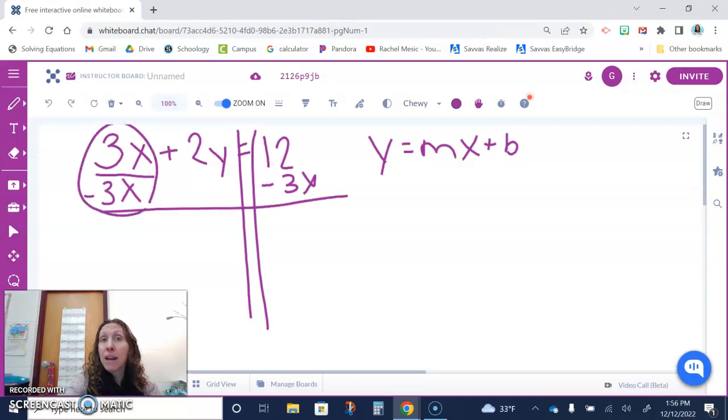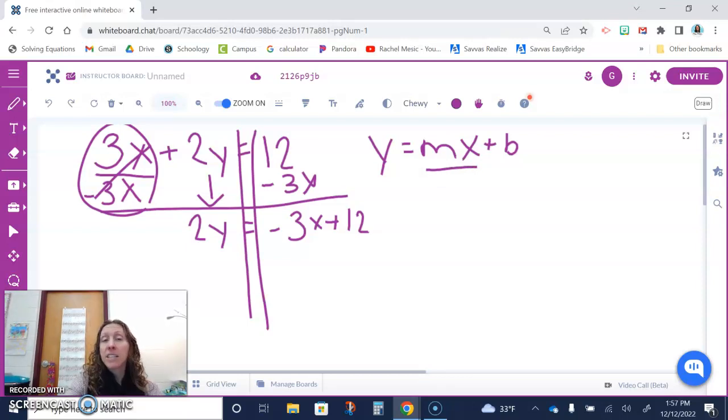So 3x minus 3x is 0 or nothing. So we don't need that anymore. But we still have 2 times y over here on the left. Over here on the right, we are going to write these side by side because they are not like terms. One of them has the variable x, the other does not. I like to put the term with the x first because that's how it will be in the slope-intercept equation.